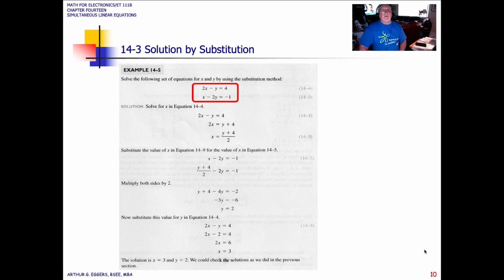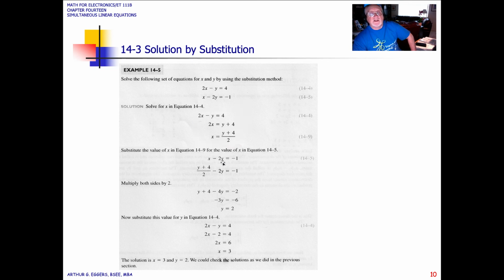So let's take a look at another example. Solve for the following. We have two equations, 2x minus y equals 4, and x minus 2y equals minus 1. So we're going to rewrite the first equation in terms of x. So 2x minus y equals 4 gives me 2x equal to y plus 4. So I move the y to the right side of the equation. Now I'm going to divide through by 2 on both sides, and I get x equals y plus 4 divided by 2.